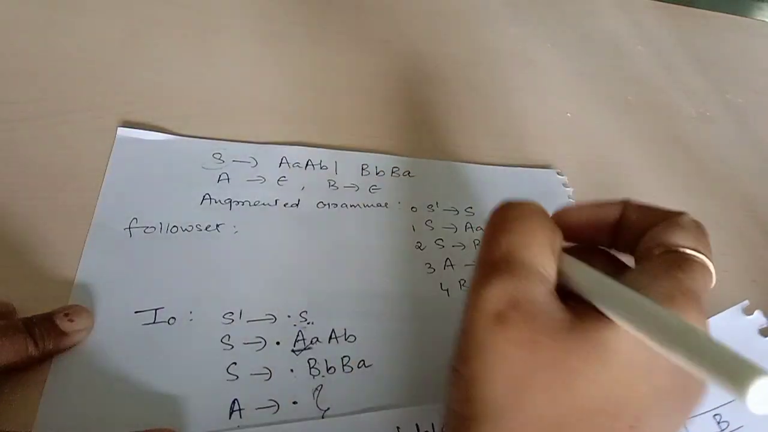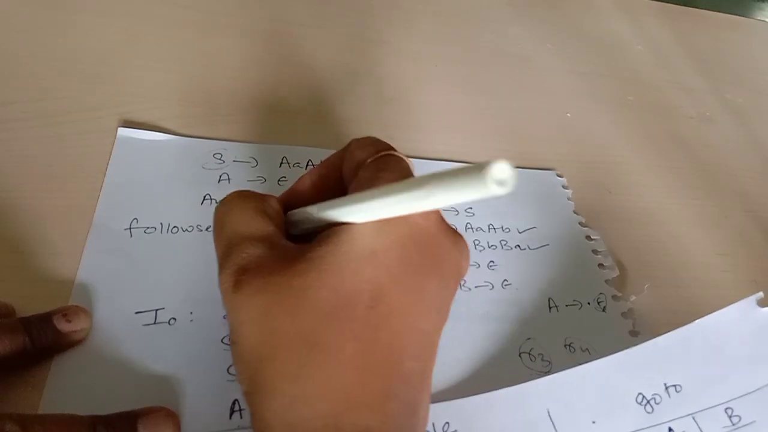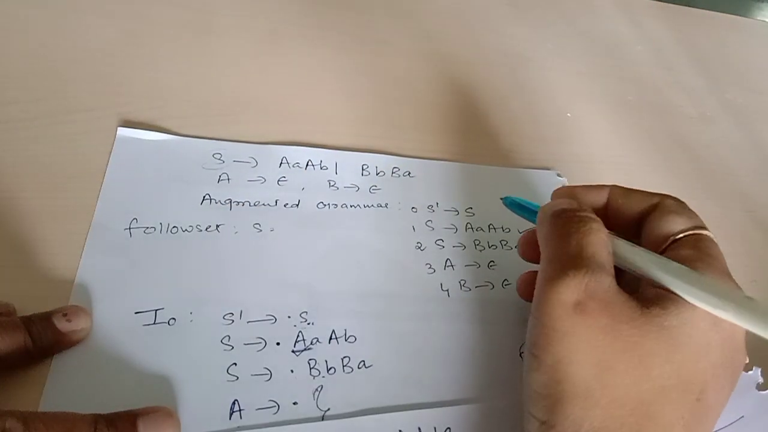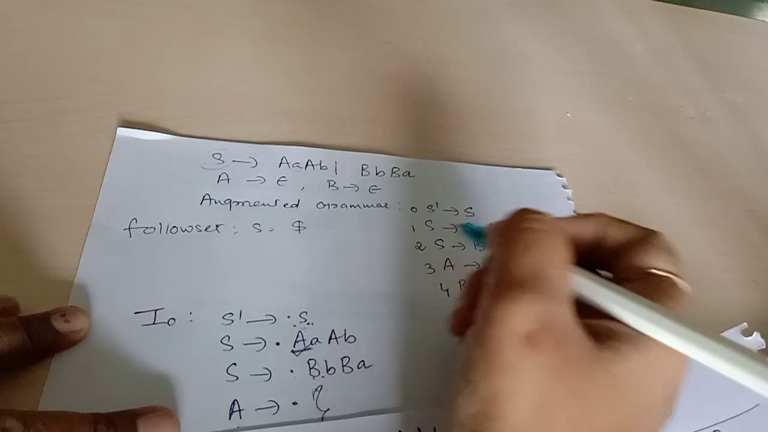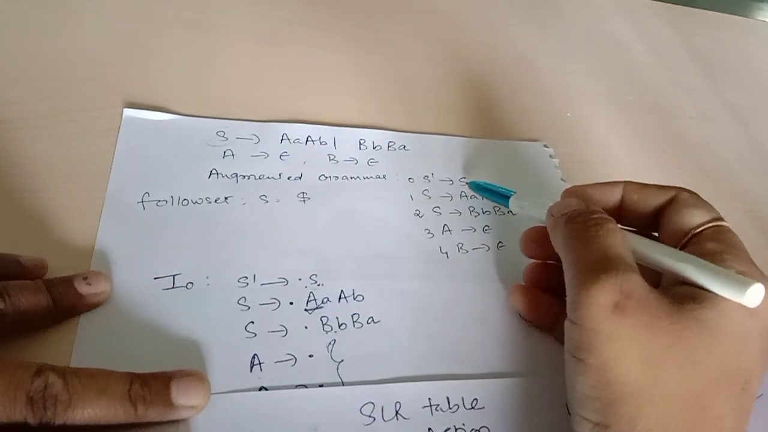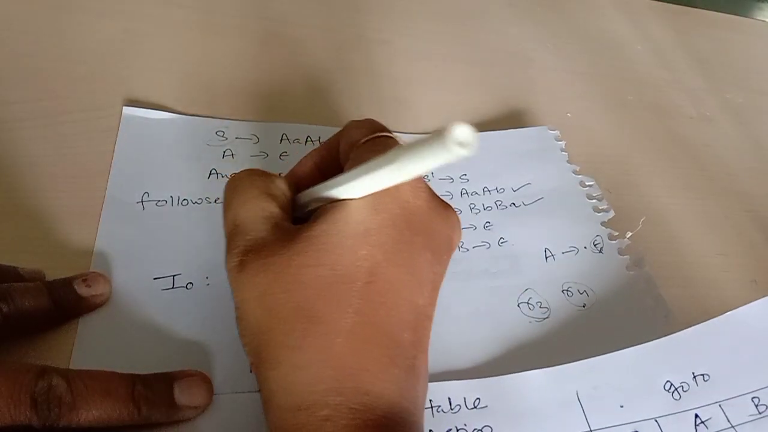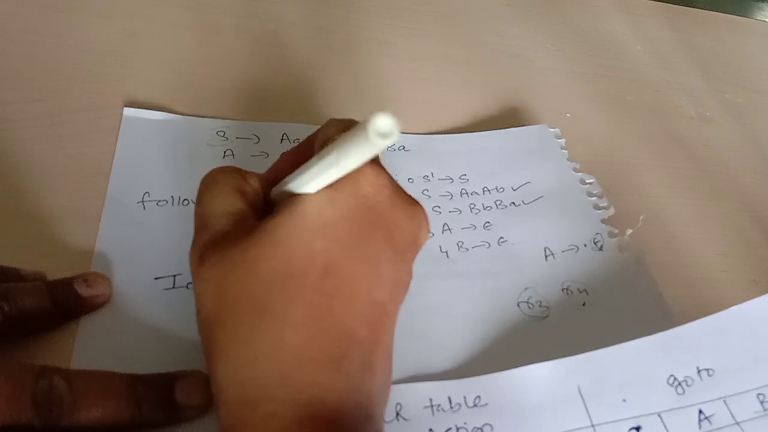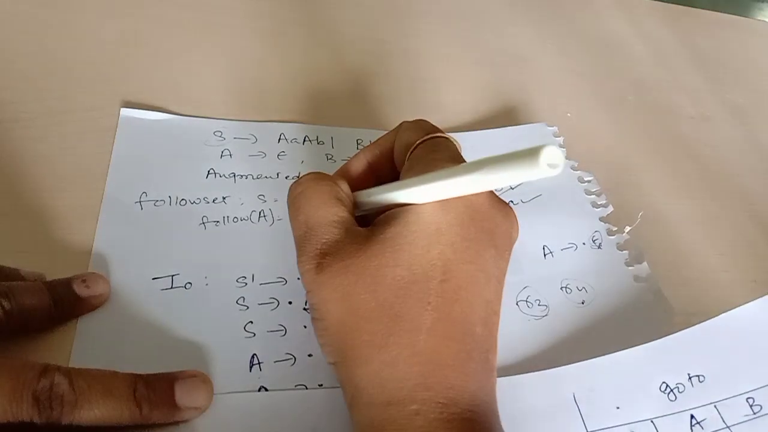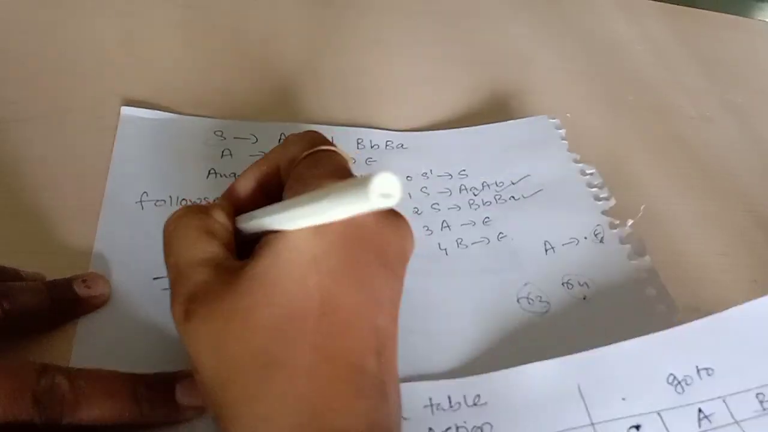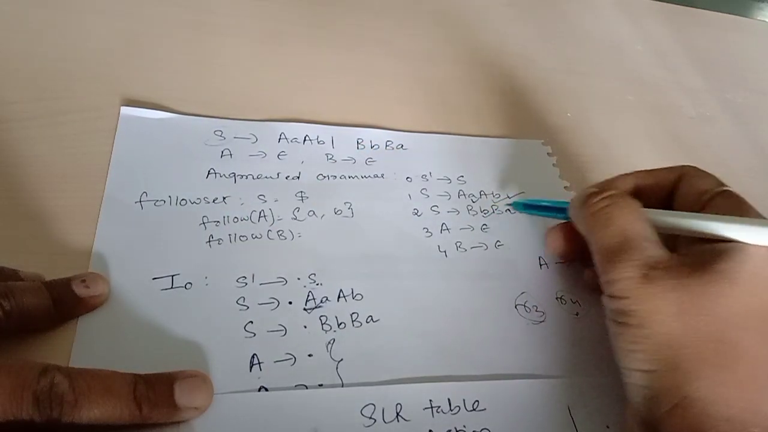Here we have to calculate the follow of all the non-terminals. So let's see the follow of S. S is the starting symbol, so follow of S is dollar. S is nowhere in the right hand side of any production, so only dollar. The follow of A is a and b. Follow of B is again a and b.